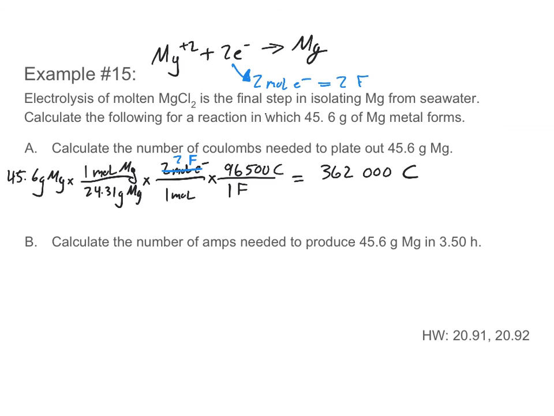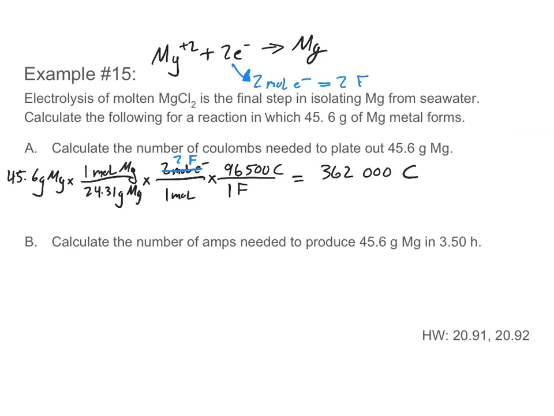So I guess the question is, how many amps are needed to do this if we can get the 45.6 grams in 3.5 hours? 3.5 hours, people. That's a long time to get 45 grams of magnesium. I feel like this is not the most efficient use of our time.